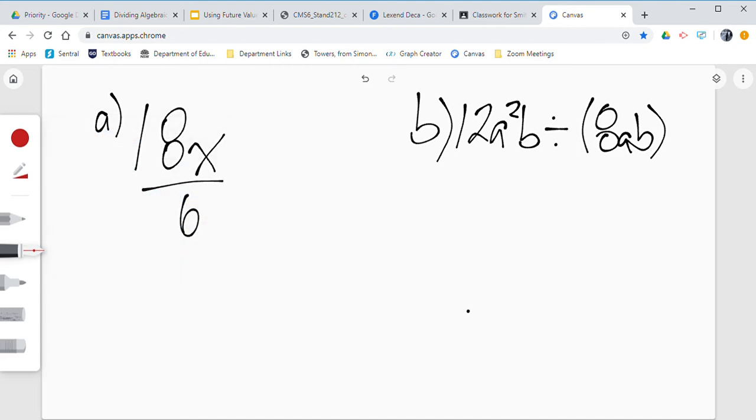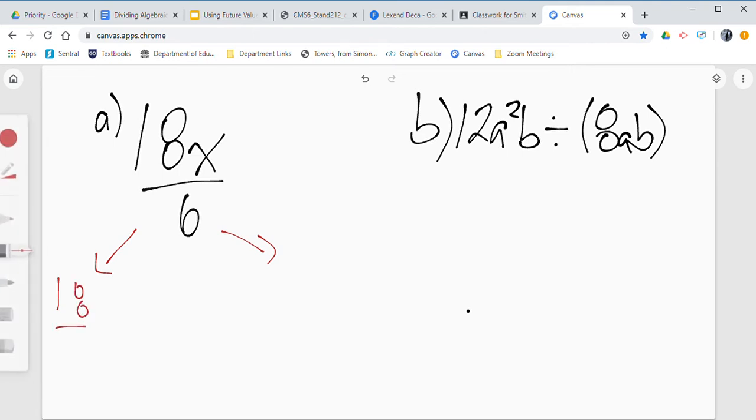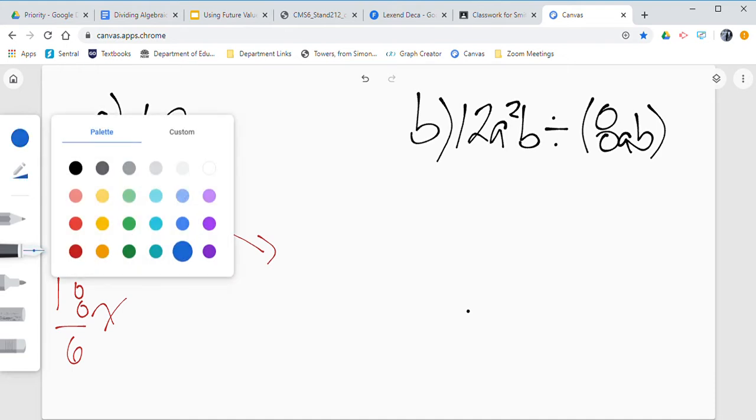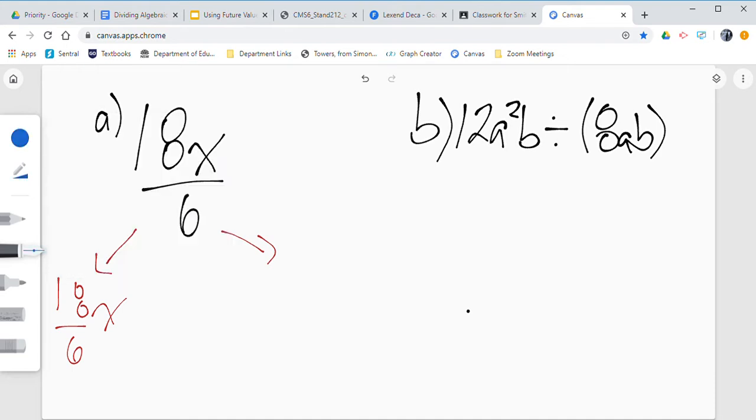So there's a couple of ways you can think about this. I'm going to try to do both ways of thinking about it, just to show you ways to think about this. One way is to think: I know my multiplication tables, and I know both 18 and 6 are divisible by 6. So I can divide both of them by 6. If I divide 6 by 6, that's going to become 1, so I can cancel out that 6. And if I divide 18 by 6, that's going to leave me with 3.